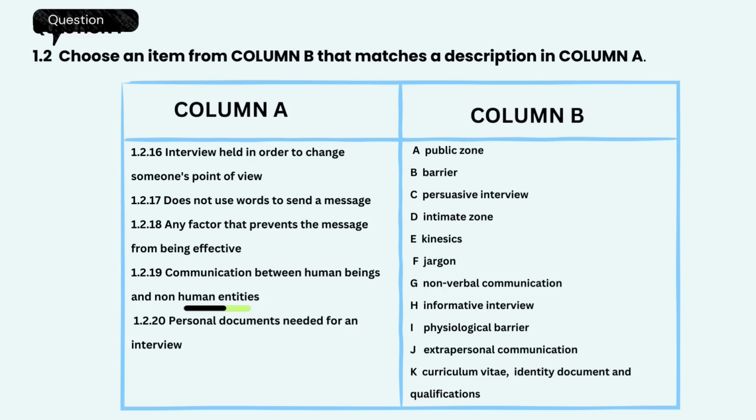Barrier. Communication between human beings and non-human entities. The correct answer is J. Extrapersonal communication. Personal documents needed for an interview. The correct answer is K. Curriculum vitae, identity document, and qualifications.